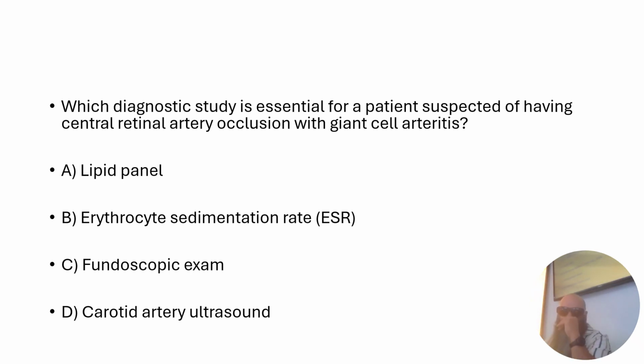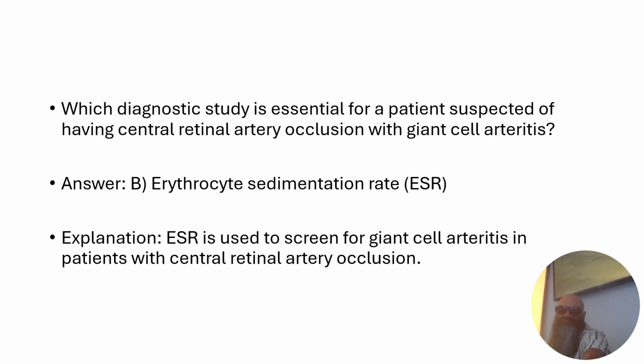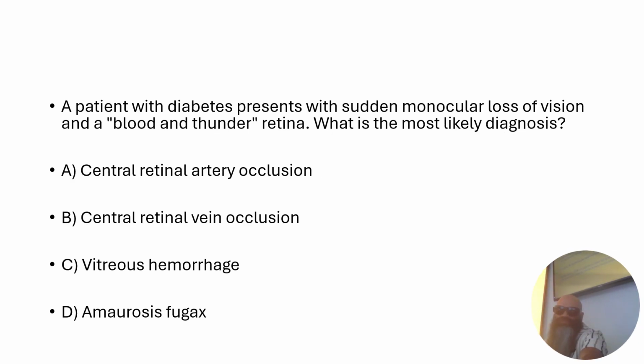All right. Which diagnostic study is essential for a patient suspected of having central retinal artery occlusion with giant cell arteritis? B? Okay, let's do it. Perfect. Yes. You paid attention in class yesterday. Awesome. She's undefeated. All right. So ESR is for inflammation. Giant cell arteritis involves that big artery right here that you see in elderly people who get it. So that's an association with this condition.